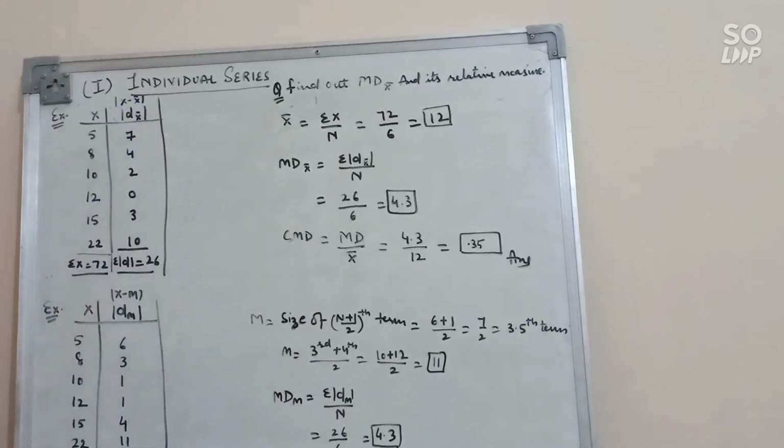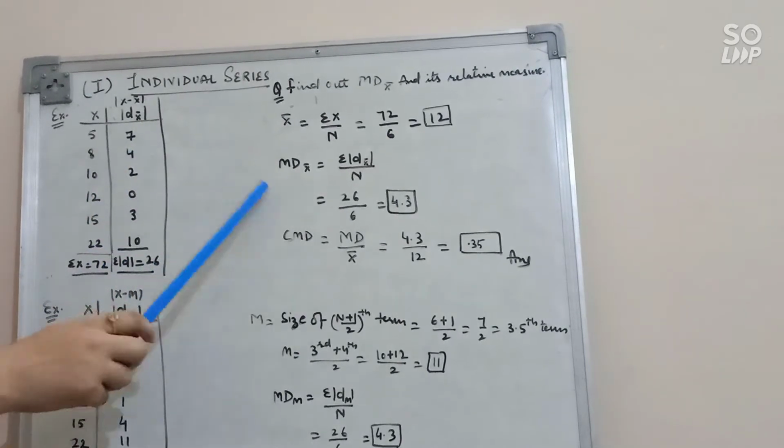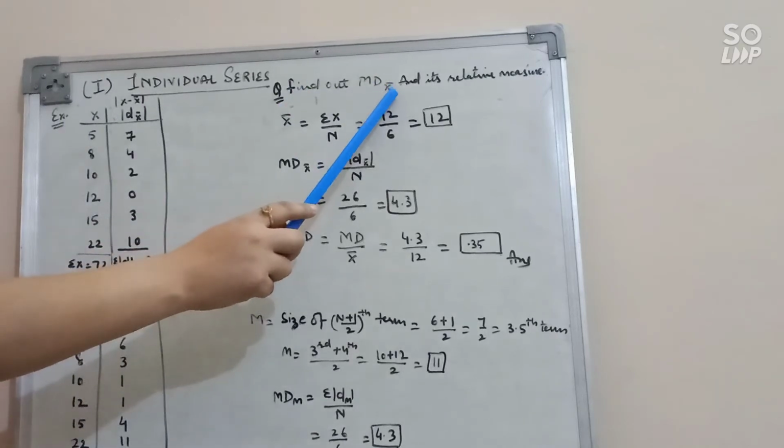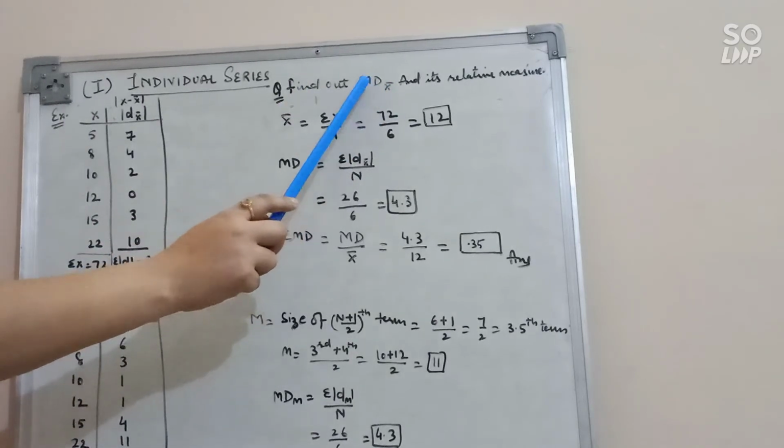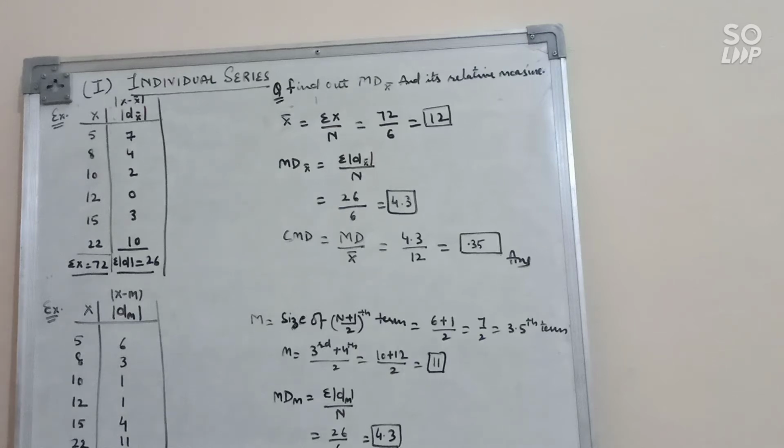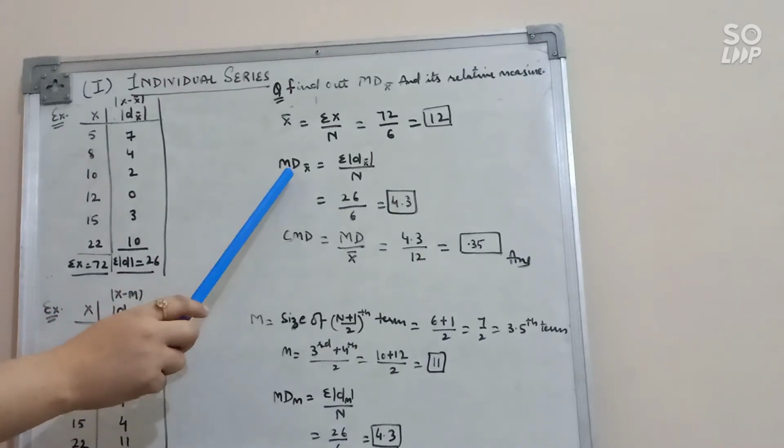Clear? So in this way you will calculate deviation. After calculating deviation, you will take the total of this column. So you will write sigma d is equal to 26. Okay. Now the third step. So we have calculated mean. Second, we have calculated deviation. Now we need to find out mean deviation. So you will calculate the mean of the deviation.